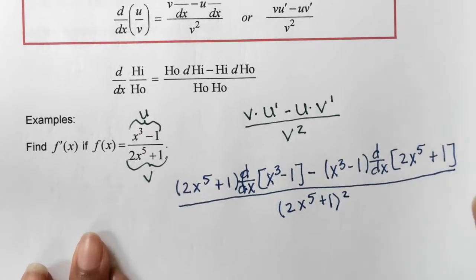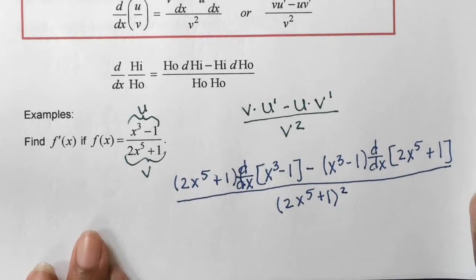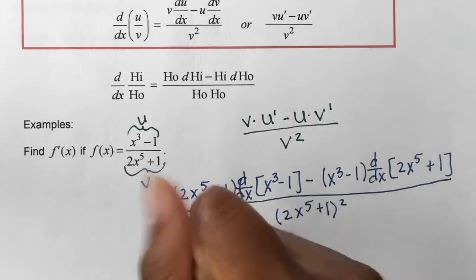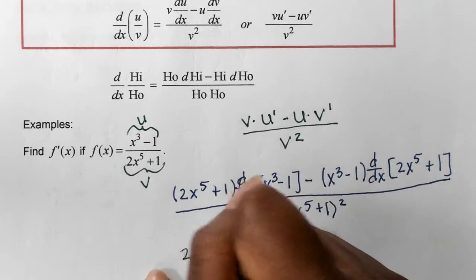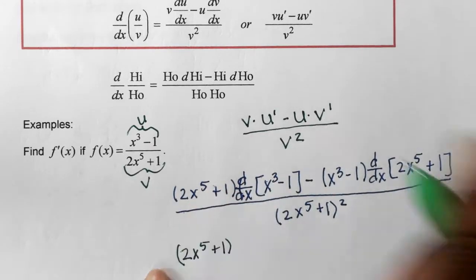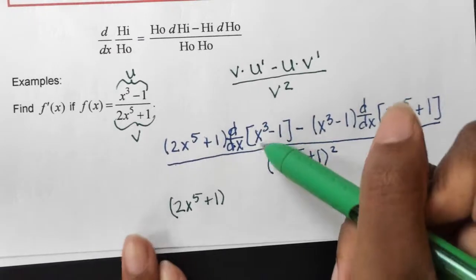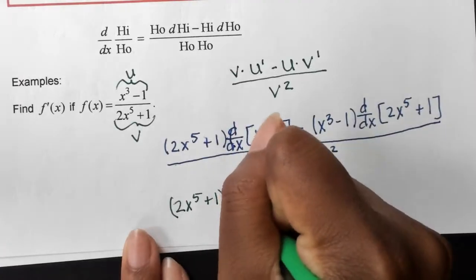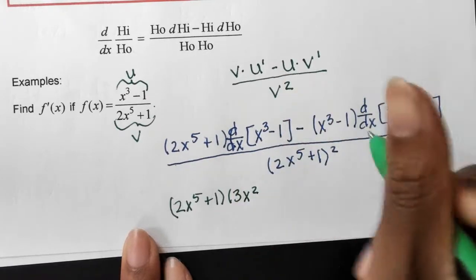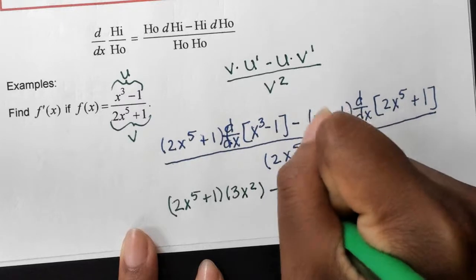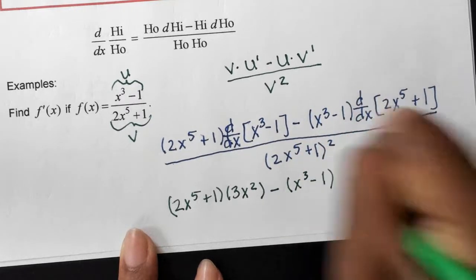So I'm going to simplify this just one step. I'm not going to simplify it completely, but feel free to simplify it completely if you'd like to. So we'll have 2x to the 5th plus 1, and then the derivative of x cubed minus 1. Derivative of x cubed will give me 3x squared. Derivative of 1 gives me 0. Minus x cubed minus 1.